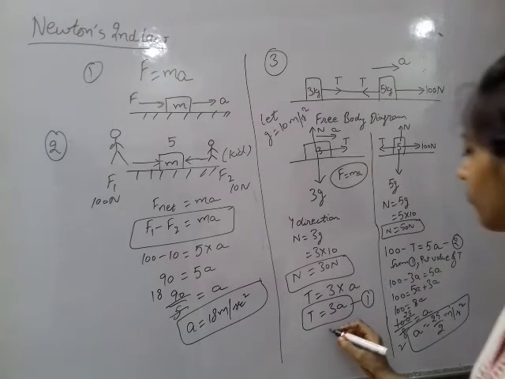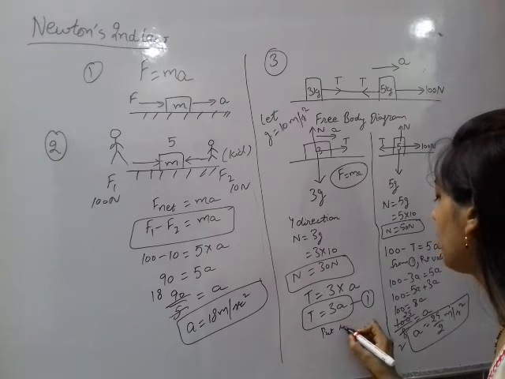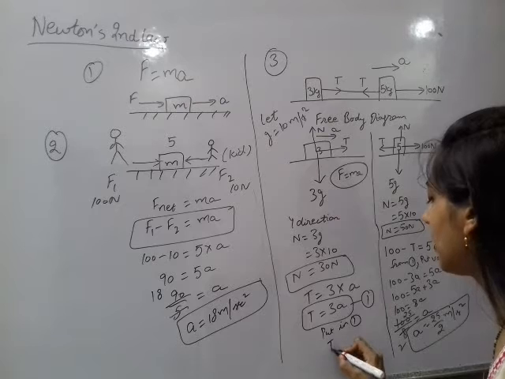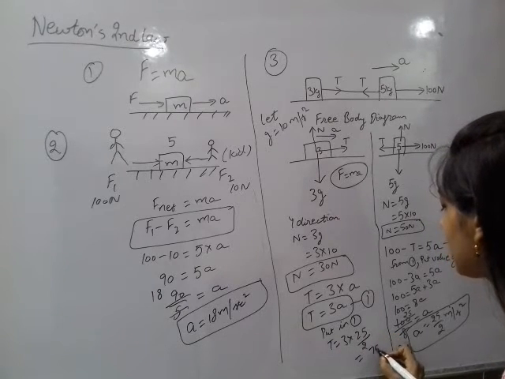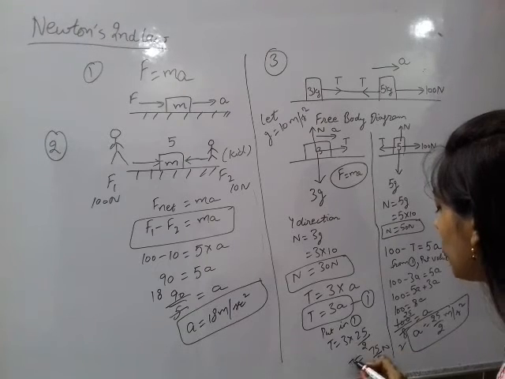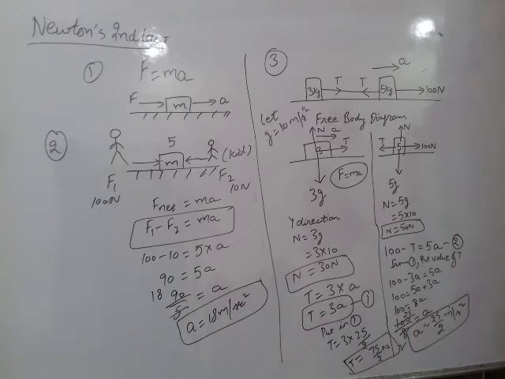Now put it in 1. We get T is equal to 3 into 25 upon 2, that is 75 upon 2 Newton is our tension. This is the value for tension applied.